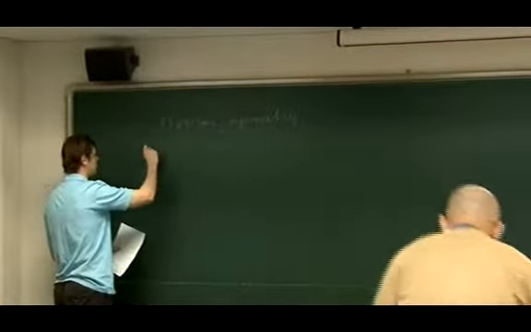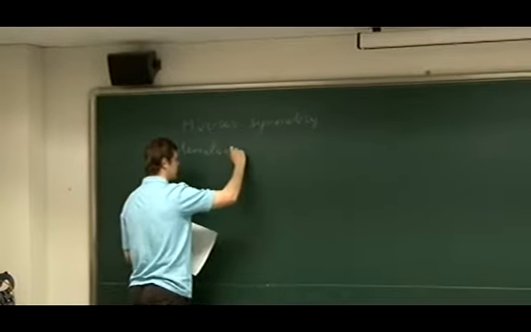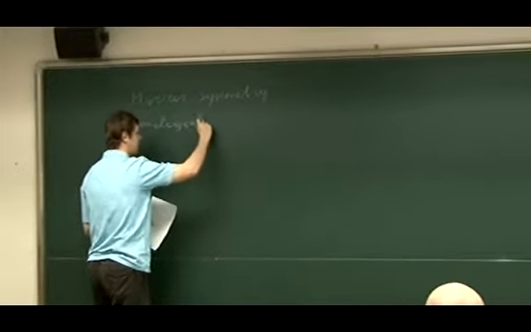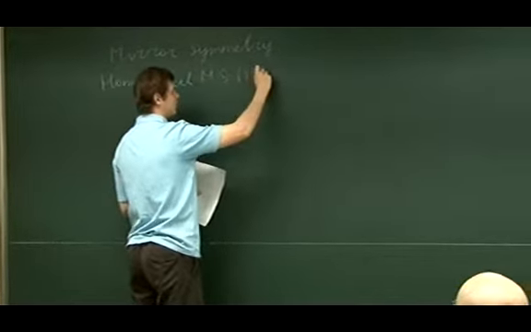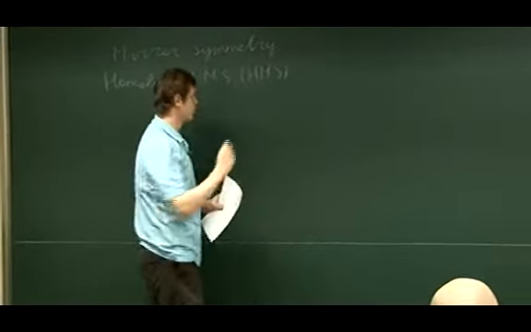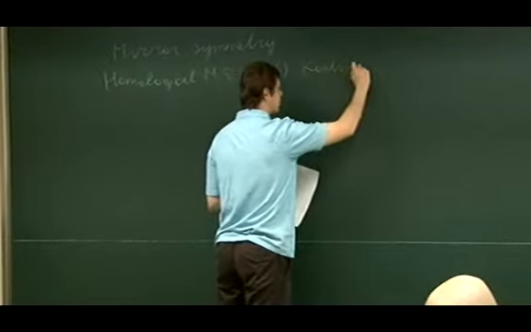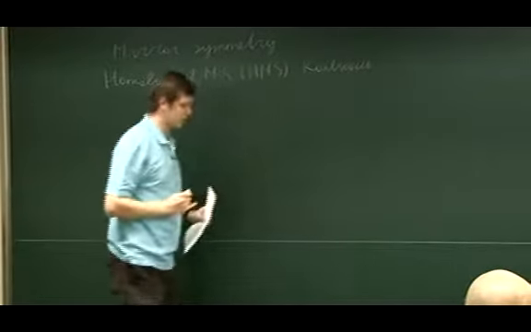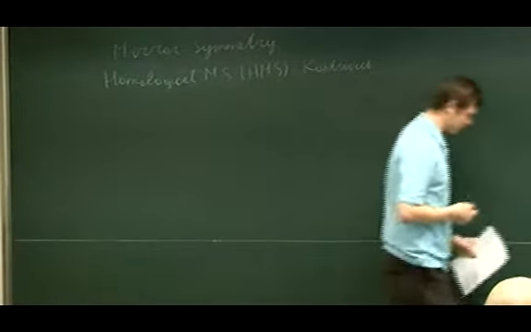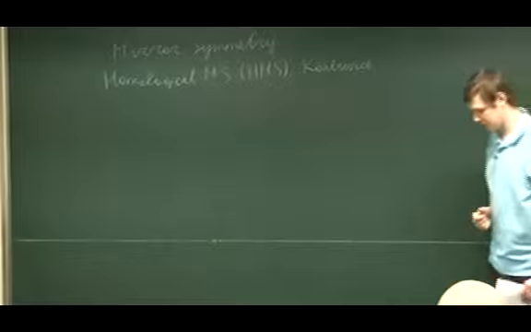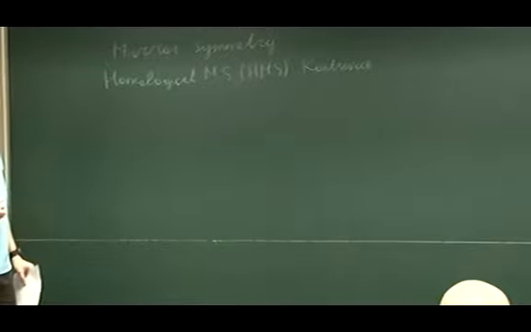One of them is homological mirror symmetry, or just HMS, which is due to Kontsevich. It's the most deeply developed type of mirror symmetry conjectures, and contains a lot of information about geometry and so on.